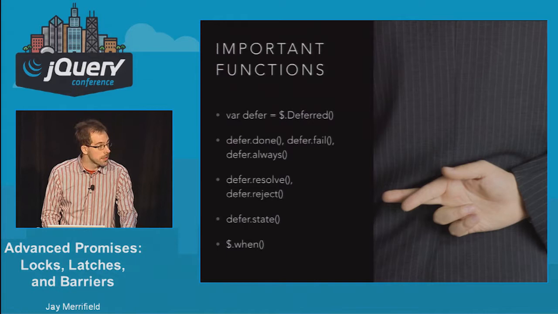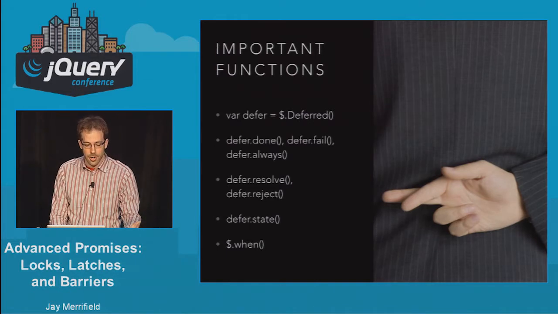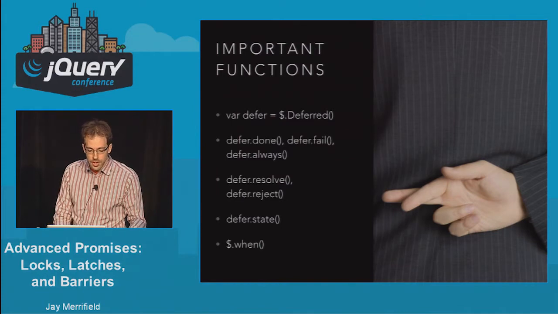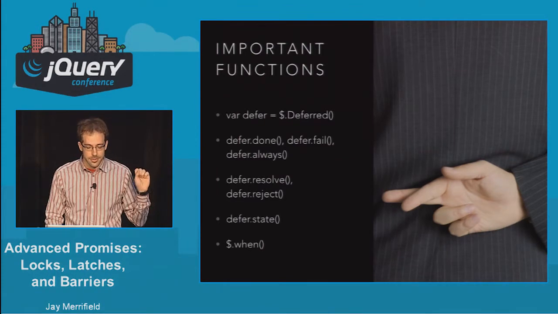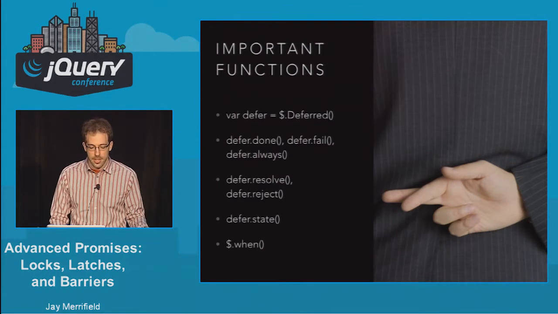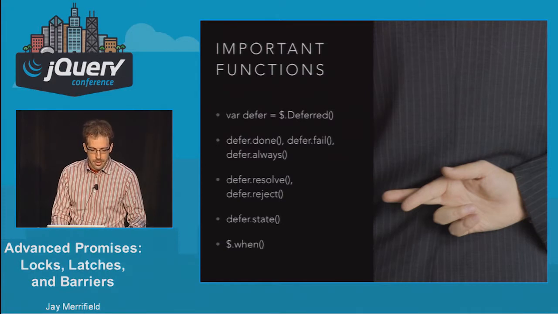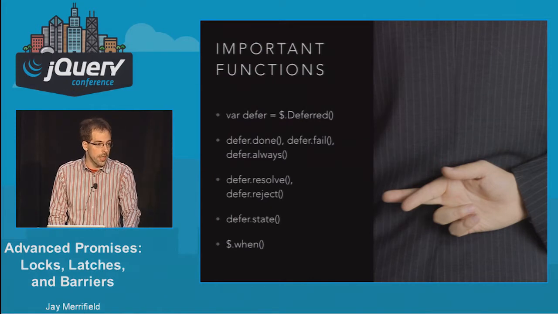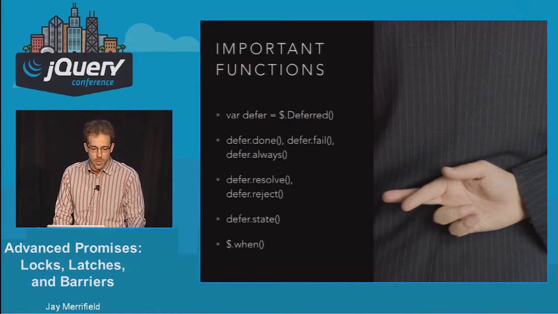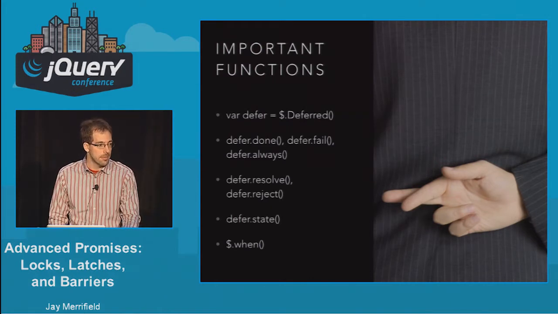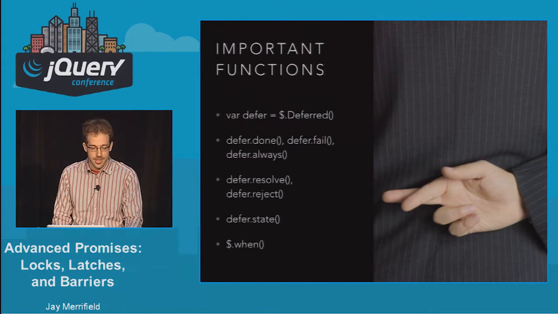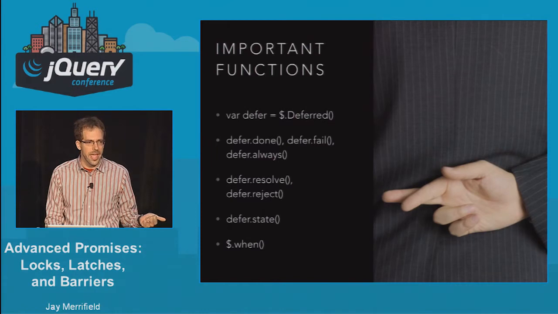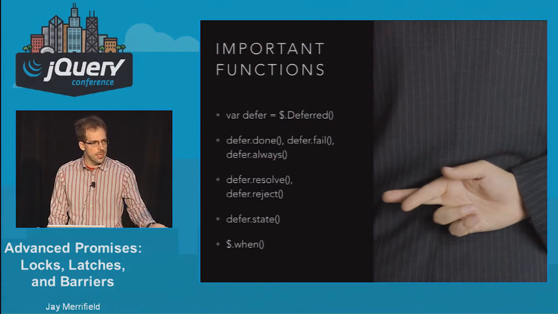So the important functions for jQuery's deferred are, how do you create one? $.Deferred. The callback handlers, for when it's done, when it fails, or either. Resolve and reject, that is basically what you do when you are done. This is very important when you want to wrap your own deferred objects instead of using jQuery's ones. And then you have a state, which is kind of nice where you can ask, are you in the process of doing this?